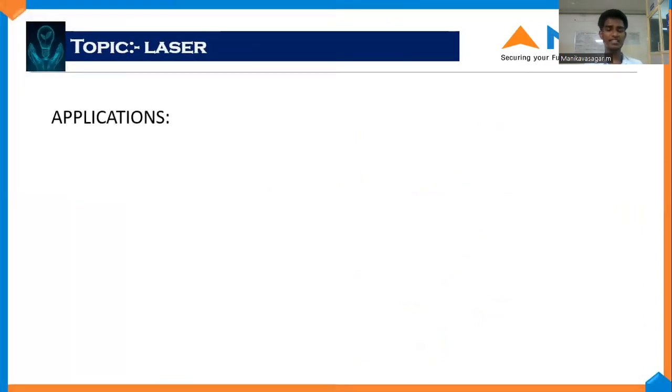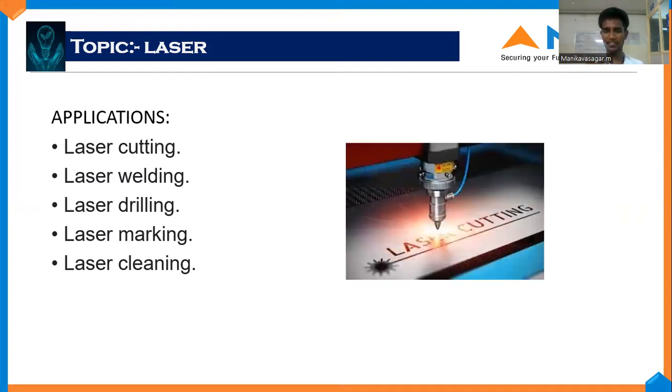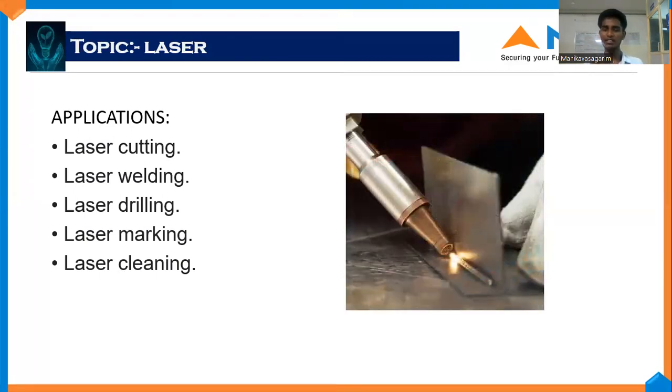Now we'll see what applications there are in real time. First one is laser cutting. Laser cutting is used to cut metal or wood with laser. Laser welding is used to join two metals with laser. Third one, laser drilling, is to put a hole in wood or metal with laser. Laser marking is used to mark dimensions and pictures on metal or wood.